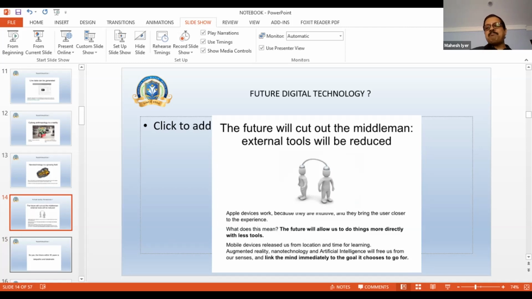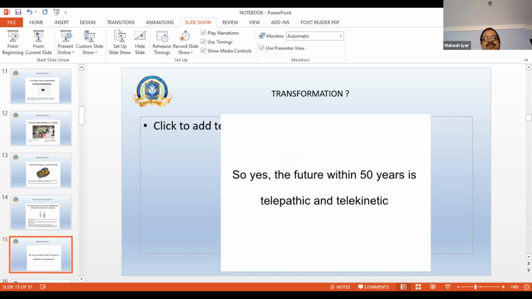The future will cut out the middleman now. This also was predicted long back. They told that the future is not that far away where we communicate without any media, without any middleman. Yes, the future within 50 years will be telepathy or telekinetic. We will be informing everybody without any kind of medium in between us, and we can send telepathic, telekinetic messages to anybody sitting anywhere in the world. The evolution in technology was predicted.